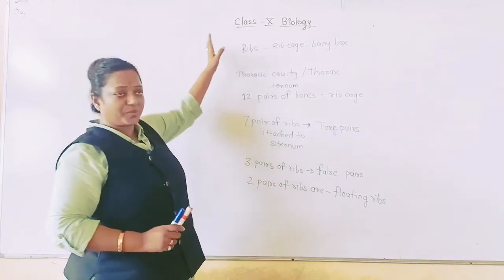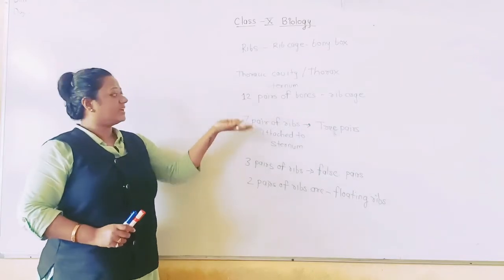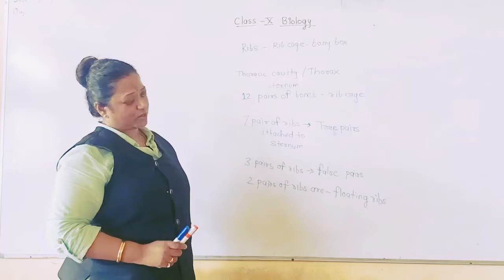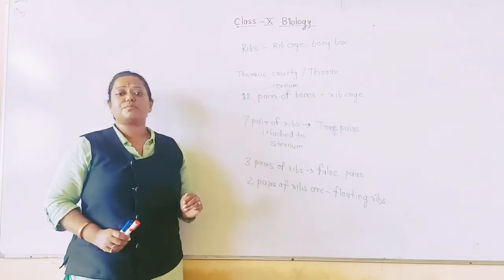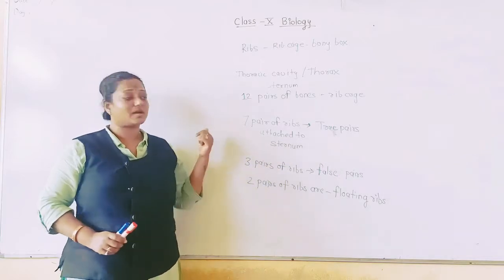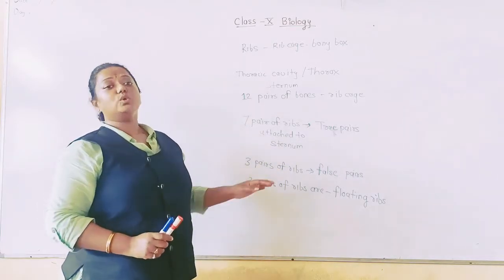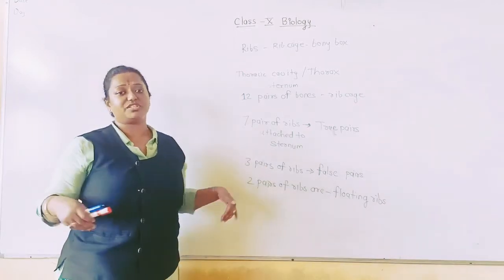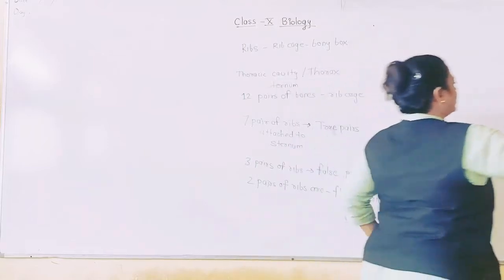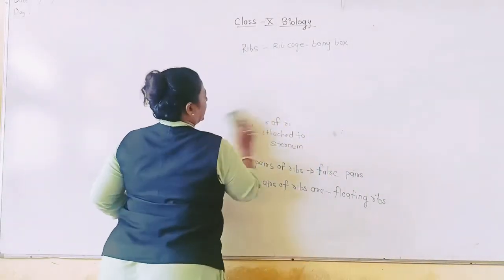So the rib cage, which is called as bony box, this is what? Thoracic cavity, thorax, that is called as what? Sternum. And 12 pairs of bones present, that is called as rib cage. 7 pairs of ribs are called as true pairs, which are attached to the sternum, and 3 pairs of ribs are false pairs, and 2 pairs of ribs are floating, which are not attached to the sternum. So this is all about the rib cage.